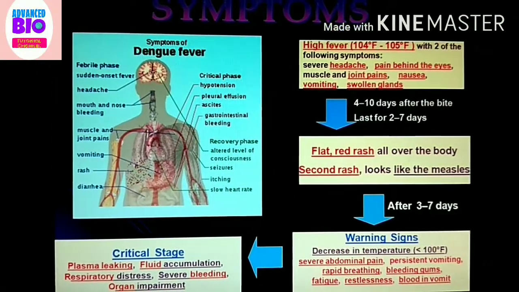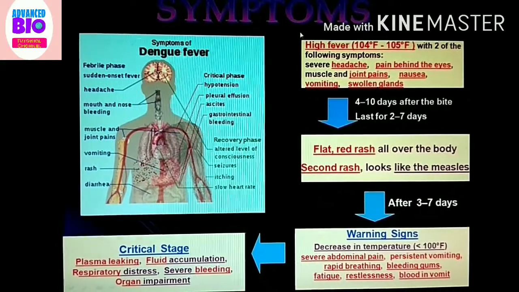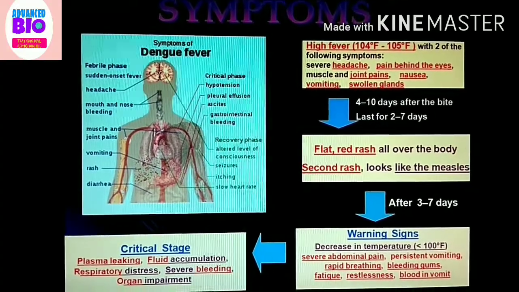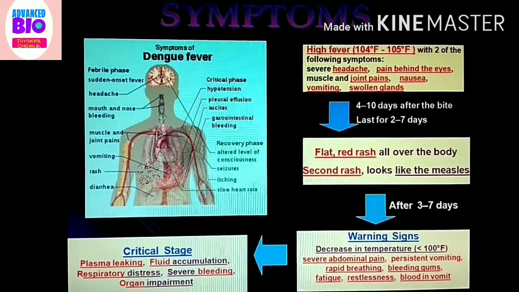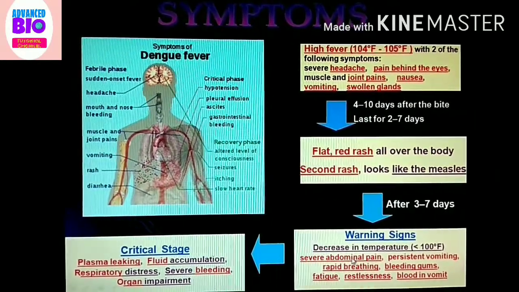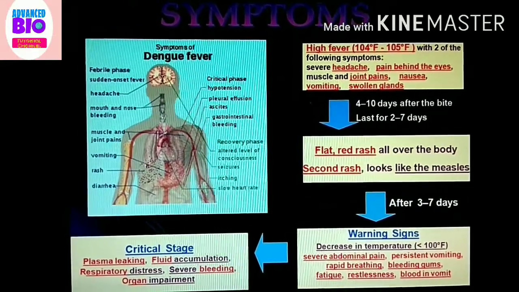Now, come to the symptoms of dengue patient. There are basically 4 phases of symptoms generated in dengue patient. Actually, these are the primary symptoms, these are the secondary symptoms, these are the warning symptoms, and this is the symptoms of critical phases. Okay.